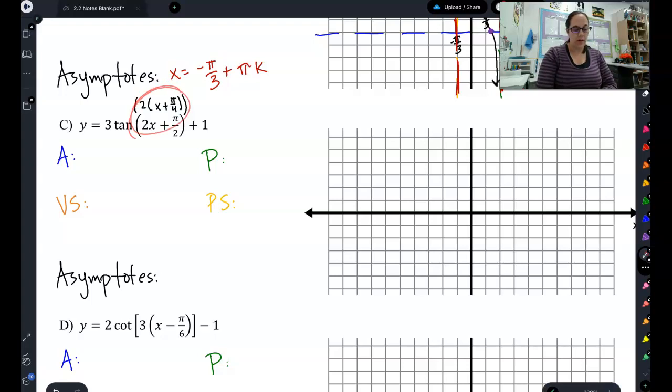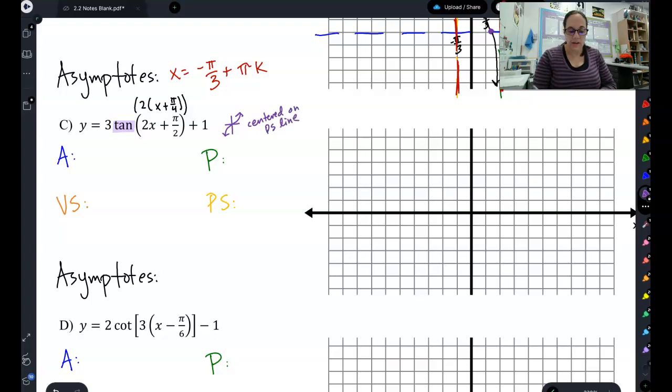Let's take this one, and notice I already took that 2 out for you to make it a little easier. Remember, you always need to separate your period from the x. And I want you to pause the video, try to graph this one on your own. Notice this is a tangent, which means it's going to be increasing, and it needs to be centered on the phase shift line. So pause the video, try this one out on your own, and then come back to check and see how you did.